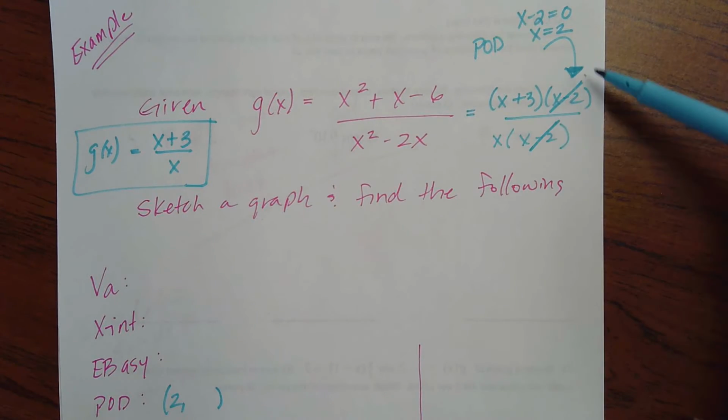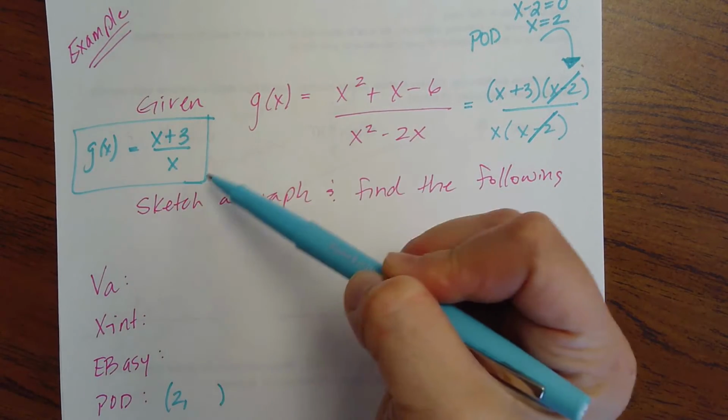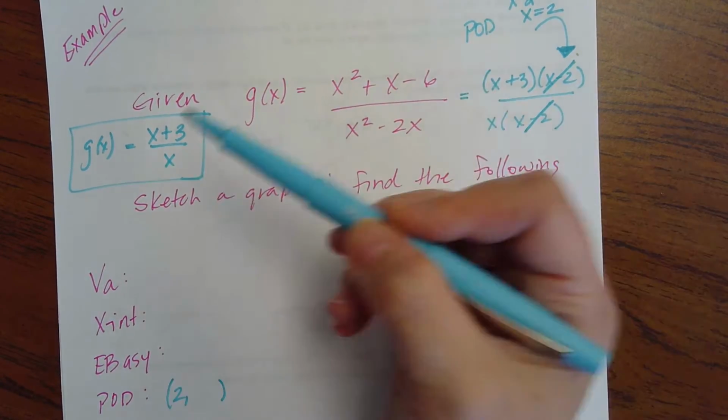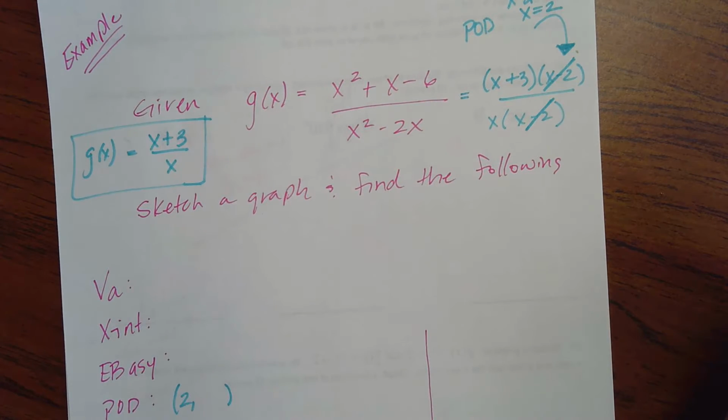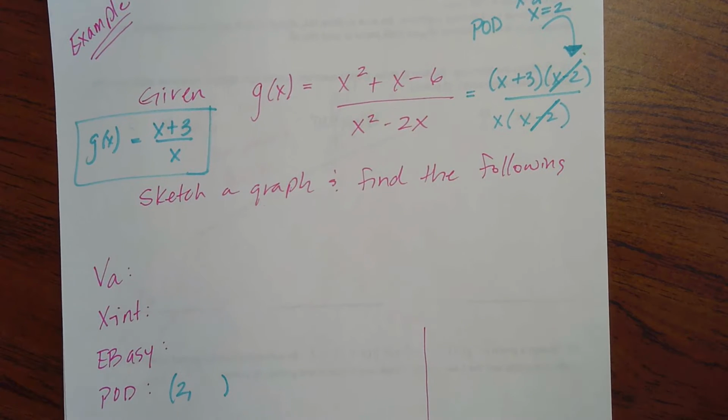So factor it, reduce it, find that point of discontinuity, and then everything is based off of this new reduced function. This is what we're going to use to finish our point of discontinuity as well as find all of the other information.